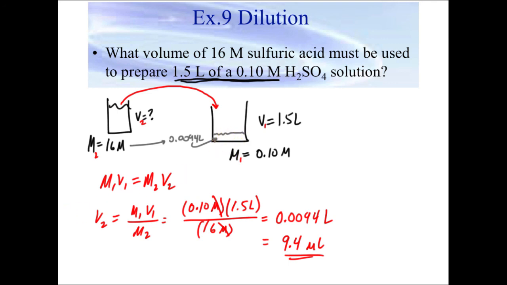What I have to do now to do the dilution, I haven't really diluted anything down. What I have to do now is add water and then do the diluting process. And be careful, because I'm going to ask you questions about how much water you're going to need. What you want to do is add water until your final volume is equal to 1.5 liters. All right, and as you add that water, you're going to change the molarity from 16 all the way down to 0.1. And that's why we need a lot of water. We're going to add a lot more water than we are going to have of the concentrated solution.